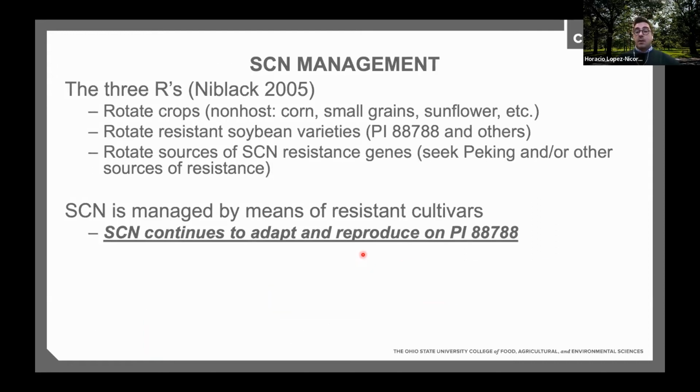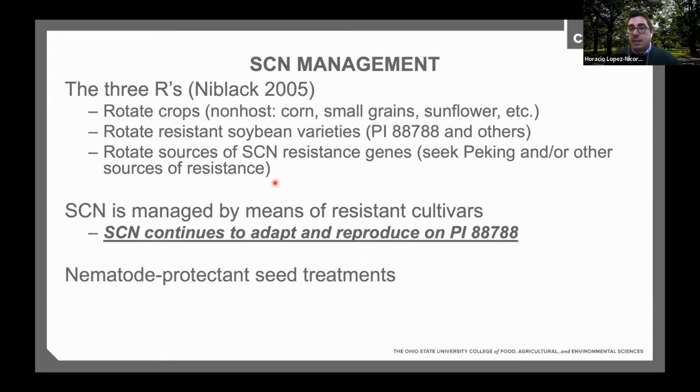However, understanding this, we need to revisit this rotate, especially rotating these sources of resistance and incorporating other non-hosts that can be economically beneficial for us as well. We also need to protect our seed in some manner by using nematode protectants. Again, this will not be the solution, but will be something that we will add to our resistance program. And then maybe incorporating cover crops.